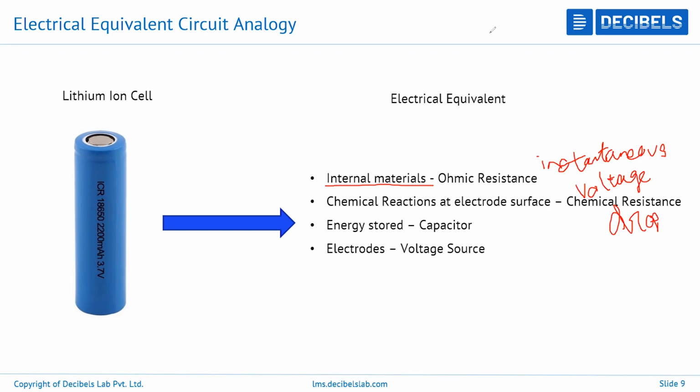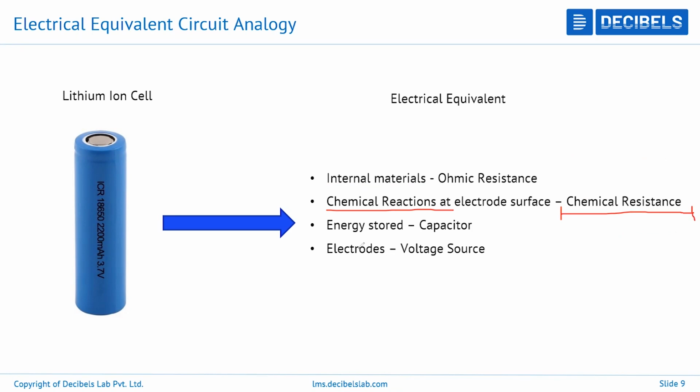Then there is another category of resistance, called chemical reactions. This gives rise to chemical resistance. Then we have the total energy stored, which is nothing but the chemical energy stored inside. That is represented as a capacitor. And then the electrodes act as the voltage source, which is nothing but your open circuit voltage source. This way, with the help of a simple analogy, we can understand how a lithium ion cell can be represented in an electrical format.